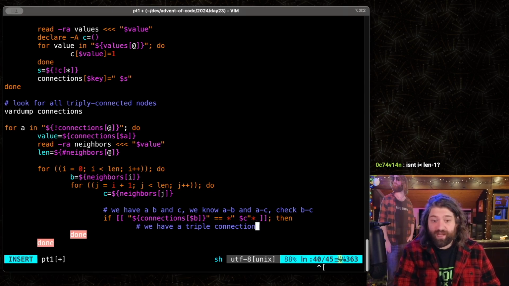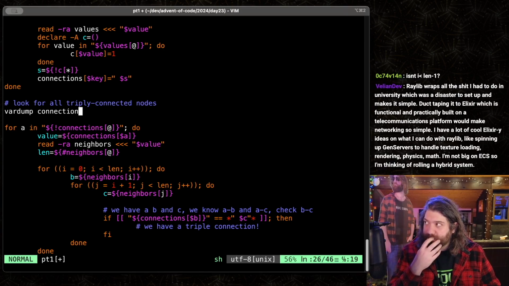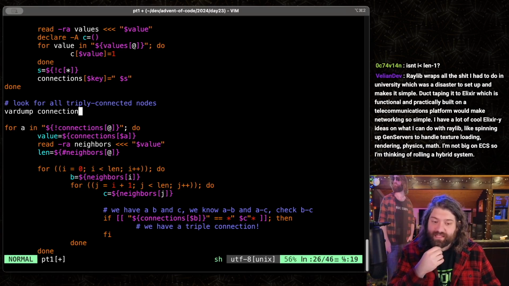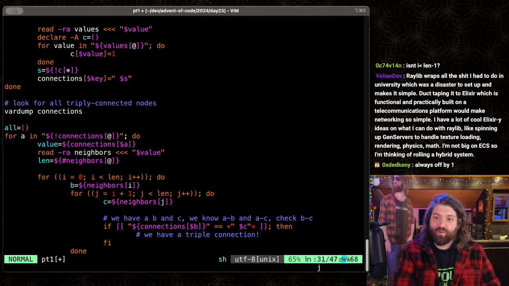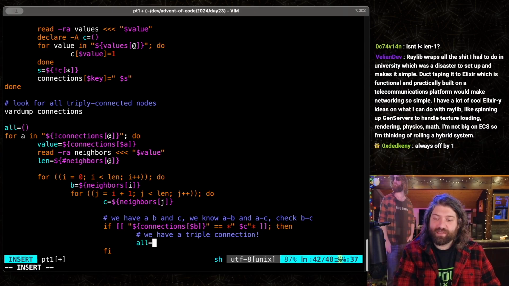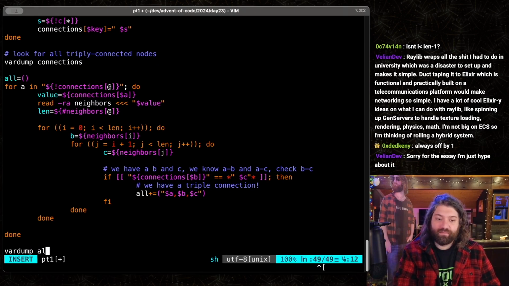Isn't it I less than? We're going to find out. I could totally be off by 1. We'll see. So now we have a triple connection. So we should store a list of the triple connections. We will also have to normalize this, but that's okay. We'll worry about that when we get to it. We'll just push the data into something called all, which is an array of all the connections. So inside here, we'll give it A, B, and C. And then that's it. Let's just var dump all.